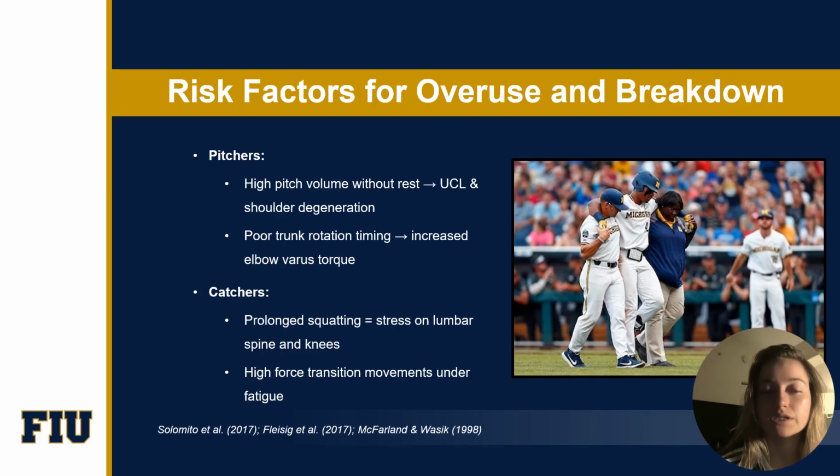For pitchers, the biggest risks come from volume and poor sequencing. High pitch counts without adequate rest lead to shoulder degeneration, while poor trunk rotation mechanics increase elbow varus torque, a key contributor to UCL tears. Catchers deal with stress to the lumbar spine and knees due to prolonged squatting and high force transitions. These athletes need structured recovery and mobility protocols built into their weekly plans, especially during back to back games.